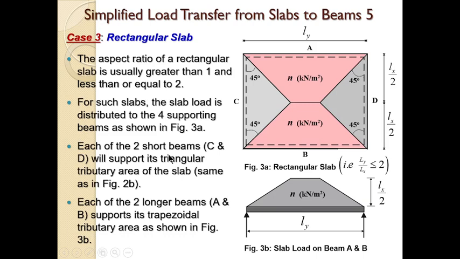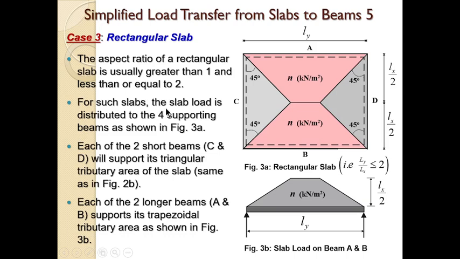Let's look at case 3. Case 3 is a situation where you have a rectangular slab. And now the aspect ratio of a rectangular slab is usually greater than 1 and less than or equal to 2. So you can have, this is a rectangular slab.